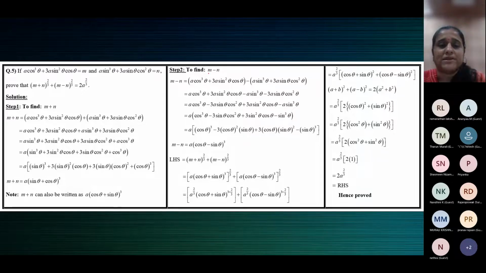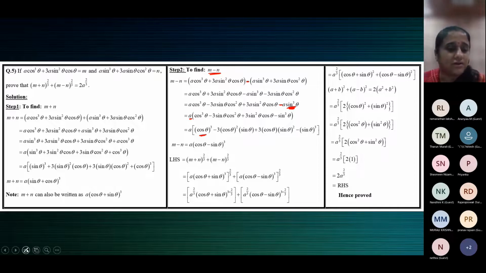Next, find m minus n. Same procedure, children. Same procedure. Find m minus n. Okay, so m minus n, the signs will change. Then I've rearranged the terms, taken out a common, and then presented it in the form a cubed. See here, you cannot write sine cube theta first because it's minus a cubed. Minus a is not minus a cubed, it is minus a sine cube theta. So you cannot write that first.